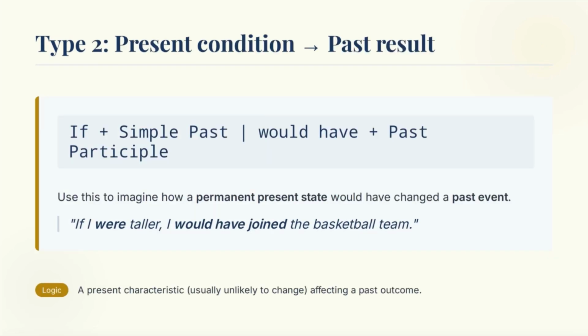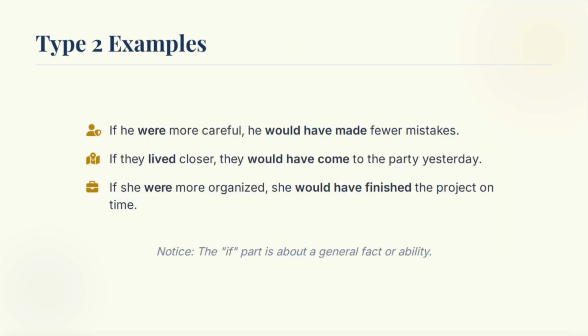Type 2. Let's look at the second type here. In this type, the condition is in the present, but the result is in the past. So the structure would be something like if plus simple past in the if clause and would have plus past participle in the result clause. For example, if I were taller, I would have joined the basketball team. Now let's look at another example here. If he were more careful, he would have made fewer mistakes.